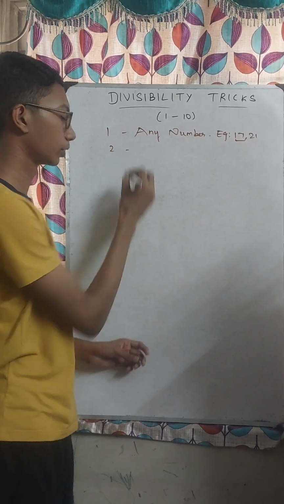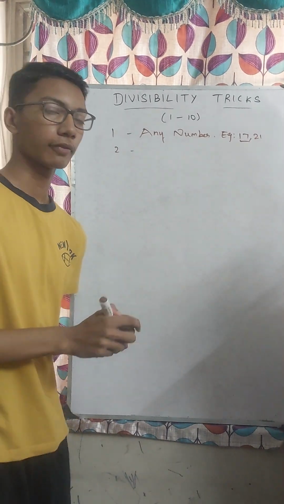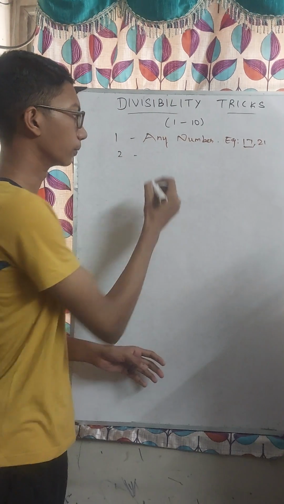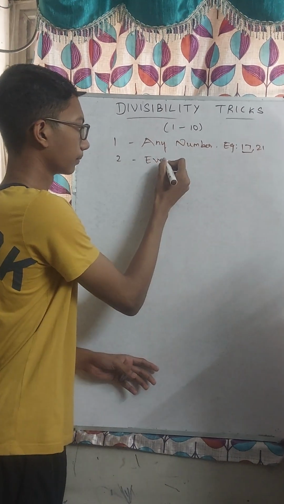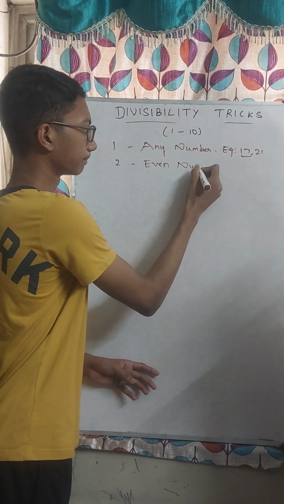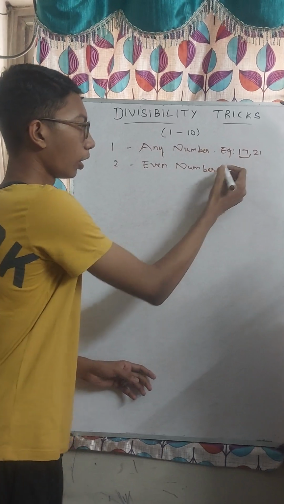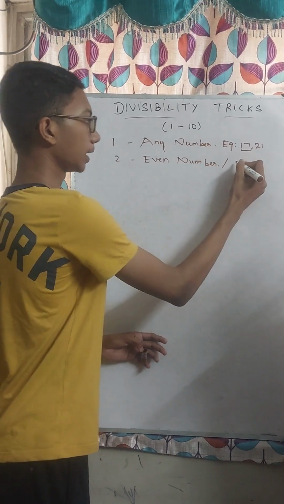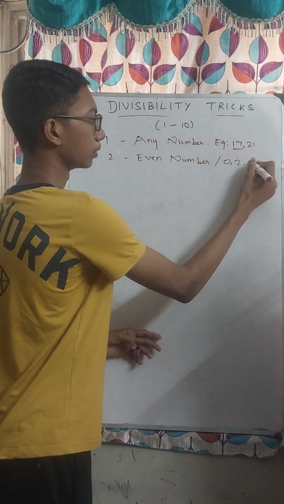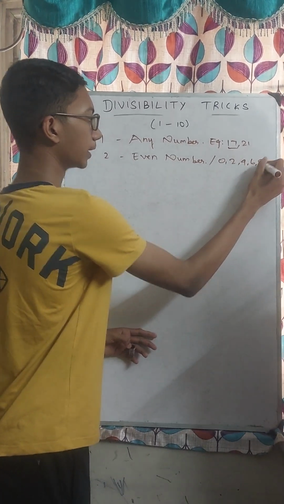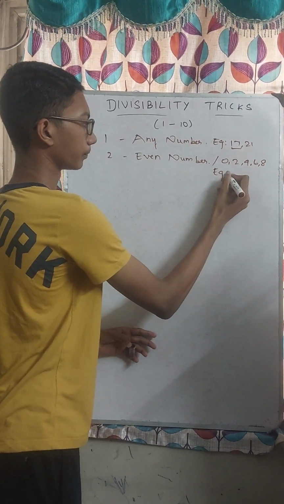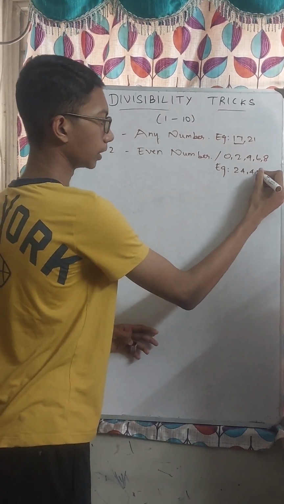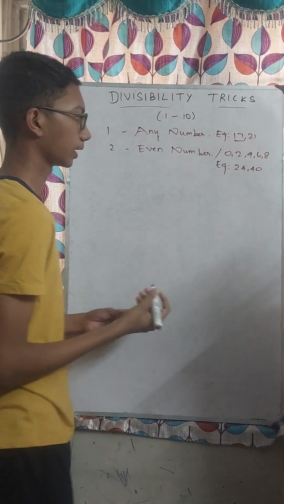Now let's get to number 2. The divisibility trick for number 2 is any even number. So any even number is divisible by number 2. So we can write even number. Or the number at the unit place must be an even number. That is 0, 2, 4, 6 and 8. Example, we can say 24, we can say 40, like that.